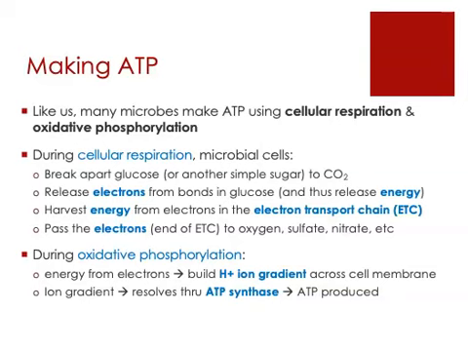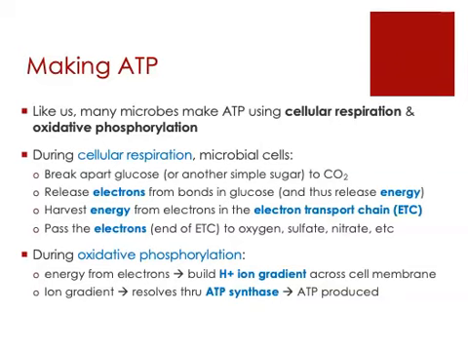Now, what do I mean by that? Remember, a concentration gradient is simply a difference in concentration across a membrane. So that means that on one side of the membrane, there'll be a relatively low concentration of hydrogen ions, and on the other side of the membrane, there'll be a relatively high concentration of hydrogen ions. So there'll be a gradient of hydrogen ions.